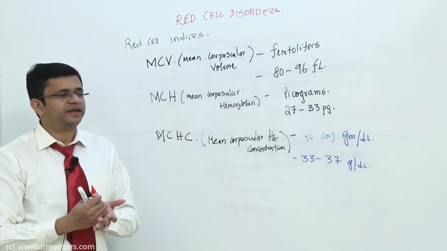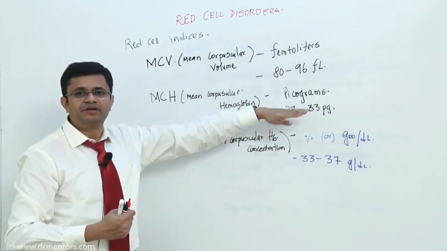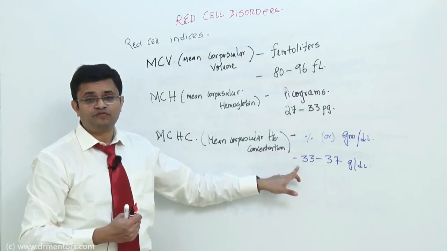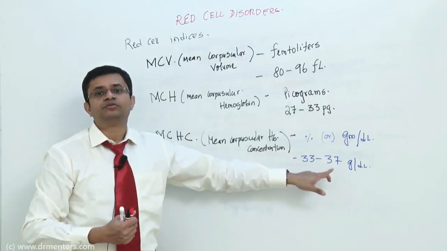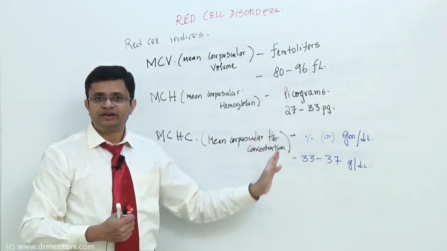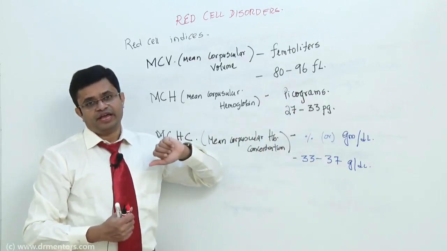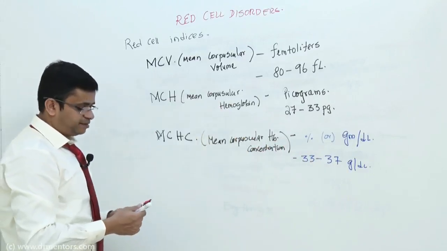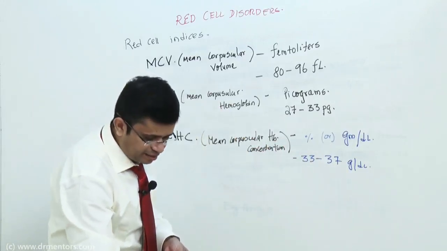Now usually I remember it like this. Keep 27 to 33 for MCH. From 33, that's your upper limit for MCH, and the lower limit of your MCHC, which is 33 to 37. So 27 to 33 for MCH, and 33 to 37 for MCHC is the normal value. Now we will go to the next very important value, the RDW.